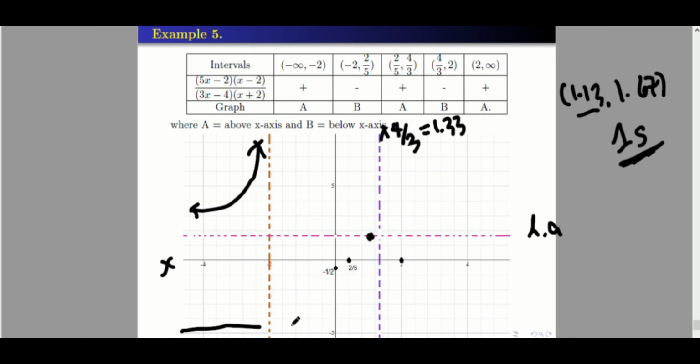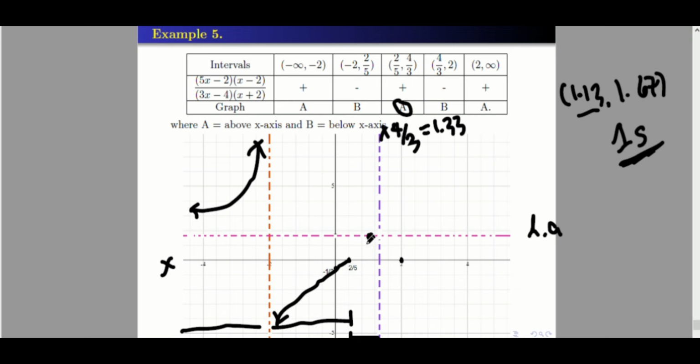Next, negative 2 to 2/5. This is 2/5, this one. So it should be below. So from here, below, so you cross the y-intercept. So it goes downward. So it should be a curve. Next, 2/5 to 4/3. So it should be above.